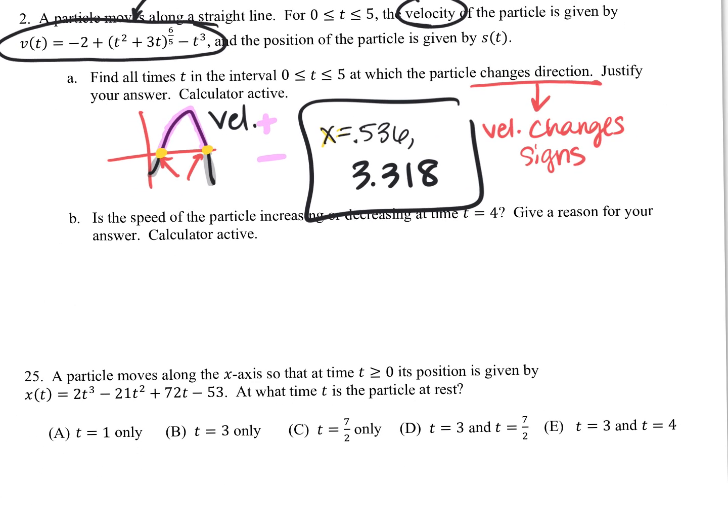Let's keep this party moving then. Here we go. Is the speed, do we care about which direction we're going with speed? I don't care if I'm going negative 75 miles per hour or positive 75 miles per hour.